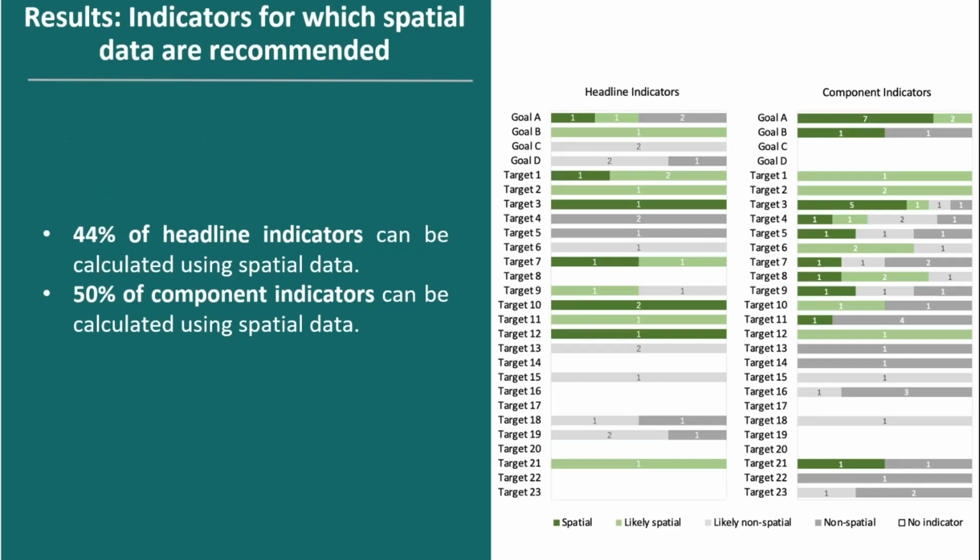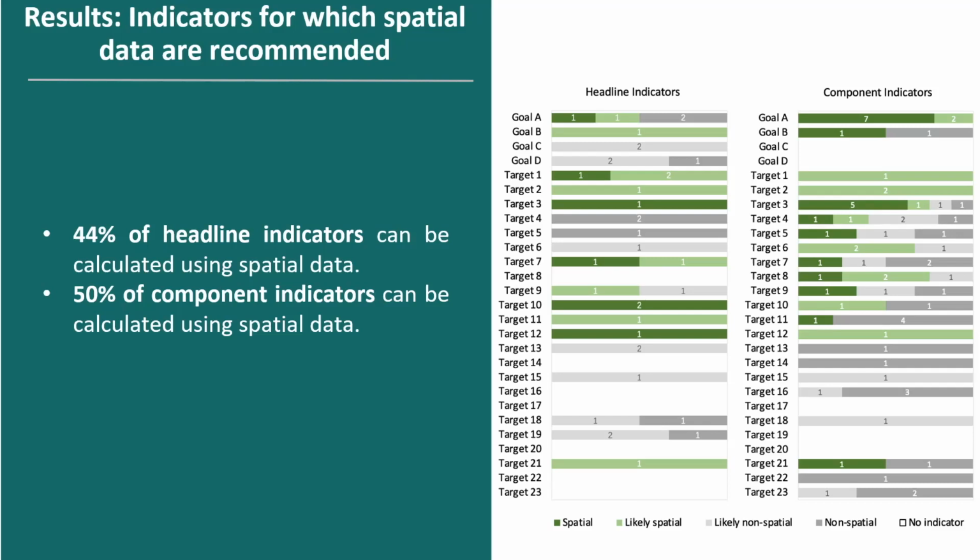So what did we find? First, as my colleague Annie shared, 44% of headline indicators and 50% of component indicators have methodology encouraging the use of spatial data. What you are seeing here in this analysis is broken down by headline indicators in the left column and component indicators in the right column.